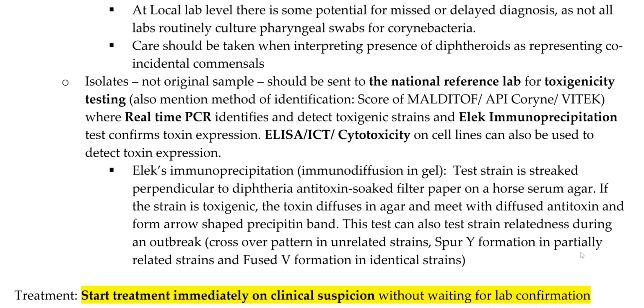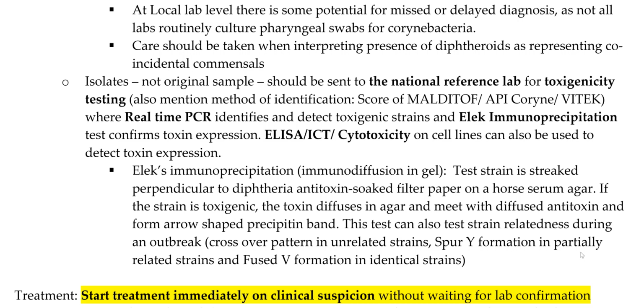If you see a crossover pattern, that means an X mark is formed, then they are unrelated strains. If you see a Y formation, it is partially related strain. And if you see fused V formation, it is identical strains, which is the identical strain causing the outbreak. So this is about the investigations that you should do.